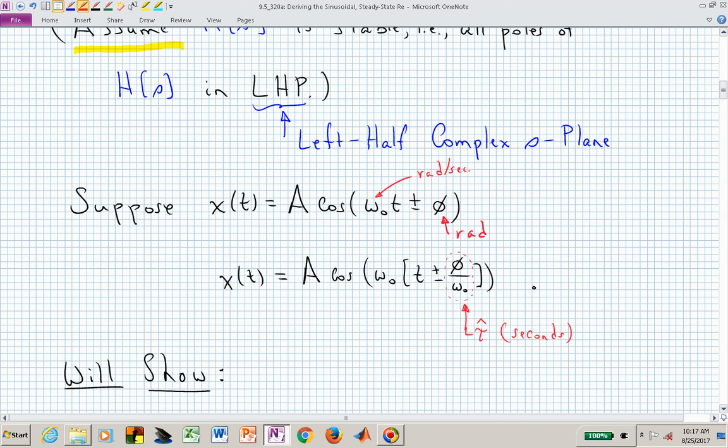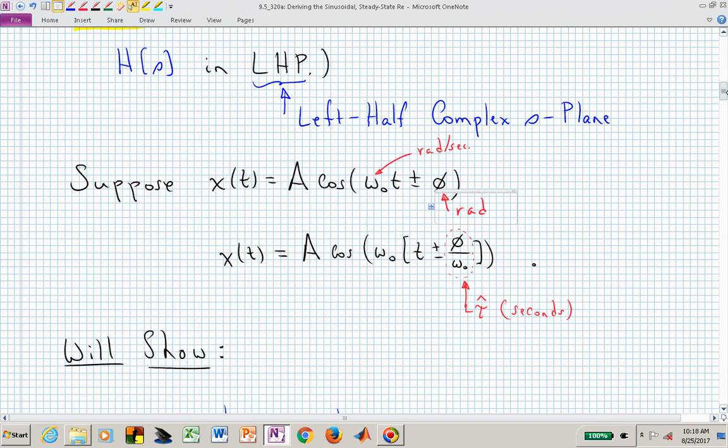The second expression that I've shown you for x of t is equivalent to the first one, but here I've explicitly factored out the omega naught so that in square brackets I have t plus or minus this quantity that I'm calling tau hat, which is in units of seconds. If it's negative, that would be a delay in x of t. If it was positive, then it would be an advance relative to where I've actually drawn my time t equals 0 location in the waveform.